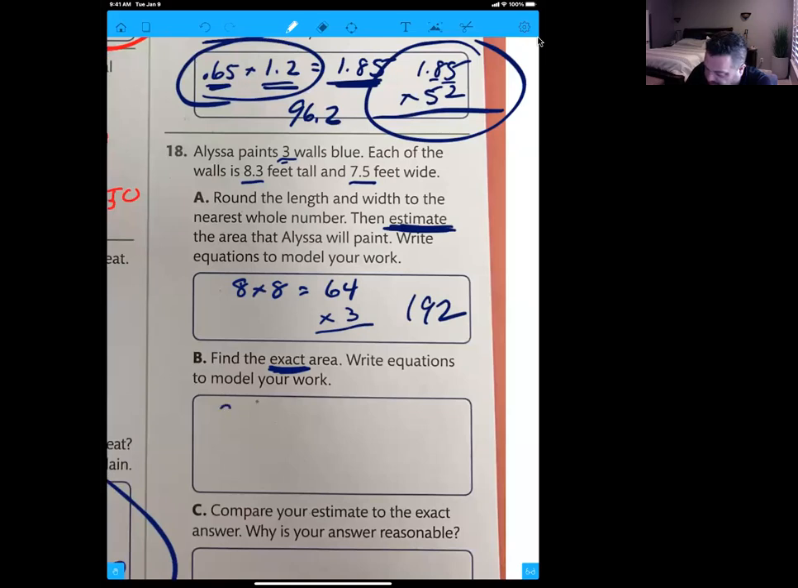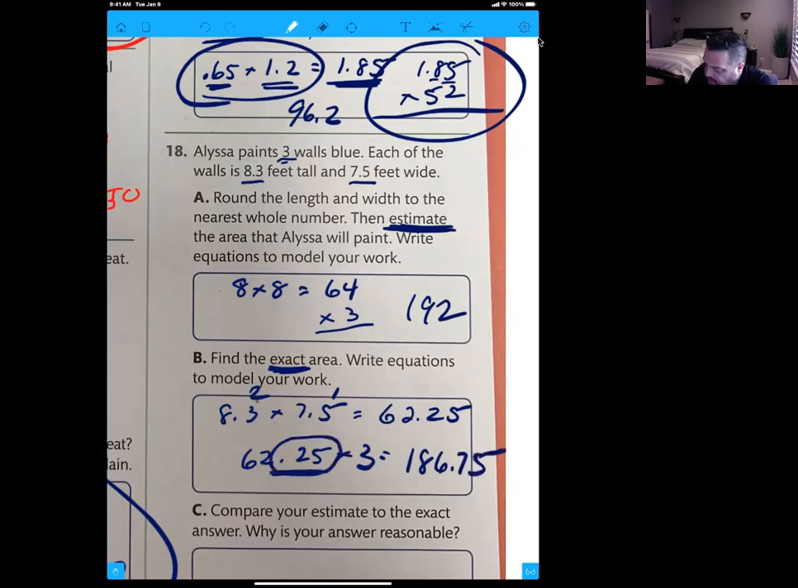So now you're going to have to take 8.3 times 7.5, which I'm going to tell you right now, what you have to do is 83 times 75 and then move the decimal 1, 2 times, right? And when you do that one out, double check your work, you should get 62.25. And then you have to take your 62.25 times 3, and you would get 186.75. Don't forget, if you did it out on paper, you're probably going to get 18,675.